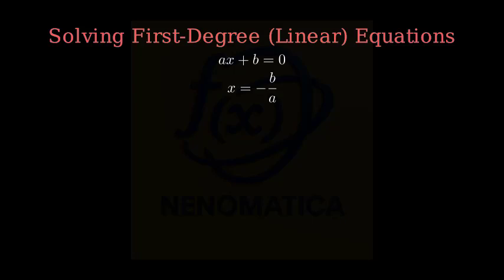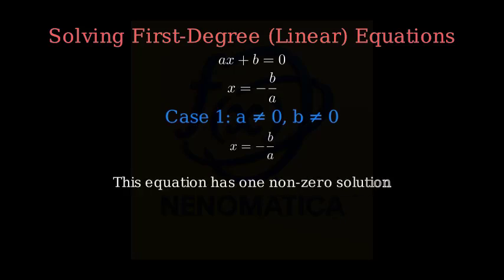Let's examine our first case. Case 1, when a is not equal to 0 and b is not equal to 0. In this case, the equation has one non-zero solution given by x equals negative b over a. Let's see an example to understand this better.